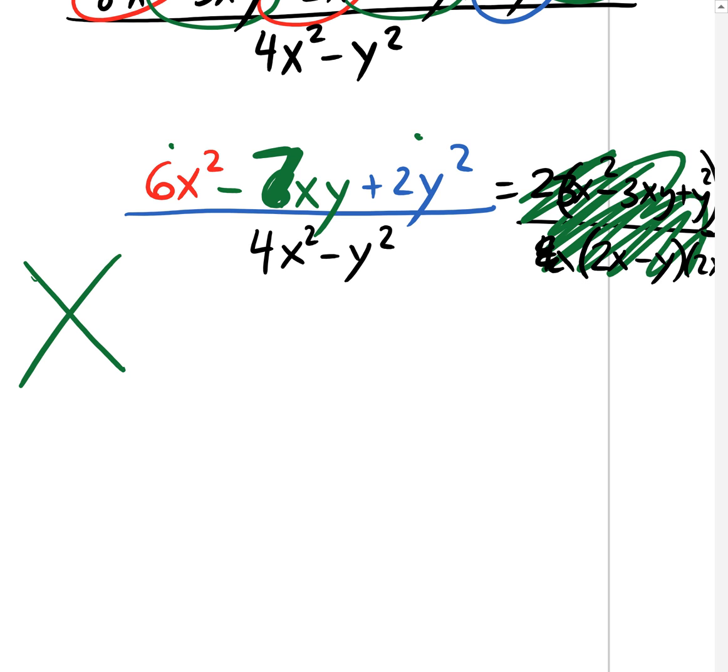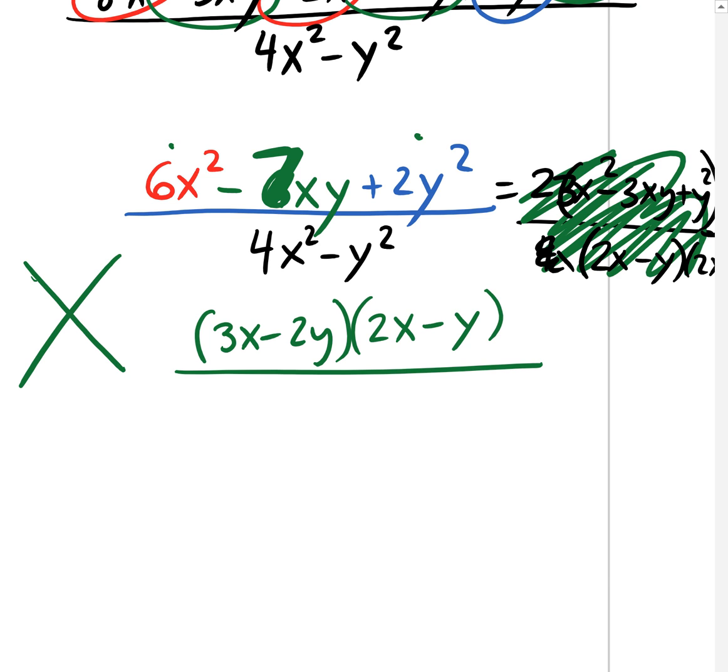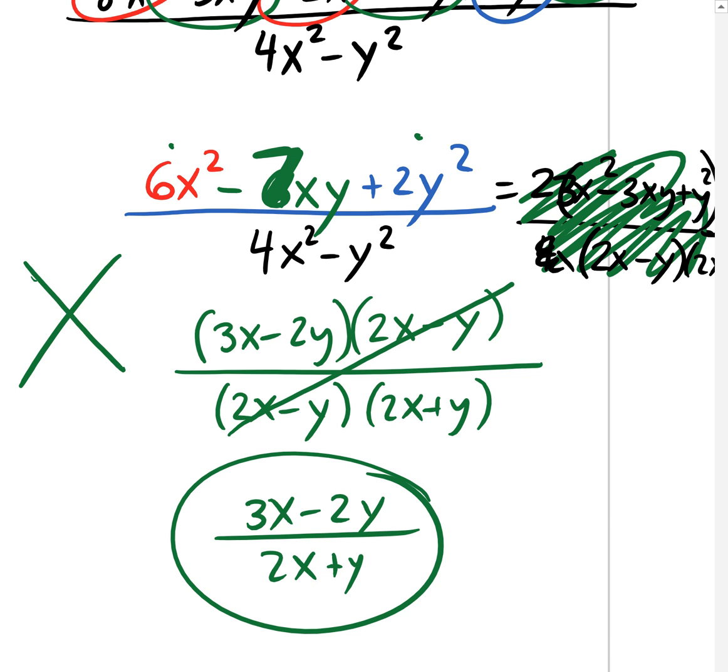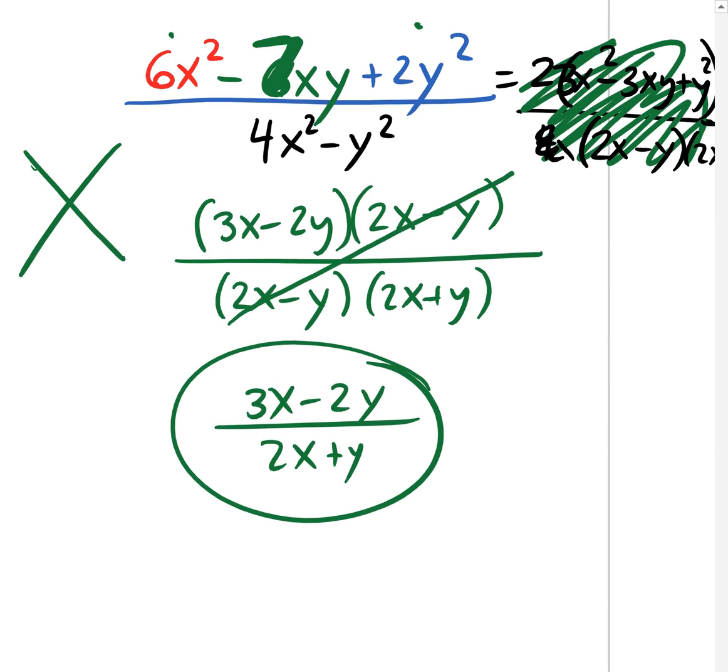This times this, and all that stuff. But if you do the long diagram method, it's going to end up being 3x minus 2y times 2x plus y. And the denominator, we already talked about that. It's a difference of squares: 2x minus y, 2x plus y. Then I noticed these 2x minus y's cancel. So you're left with 3x minus 2y over 2x plus y. There it is. Sorry about that. I messed that up. Oh well.